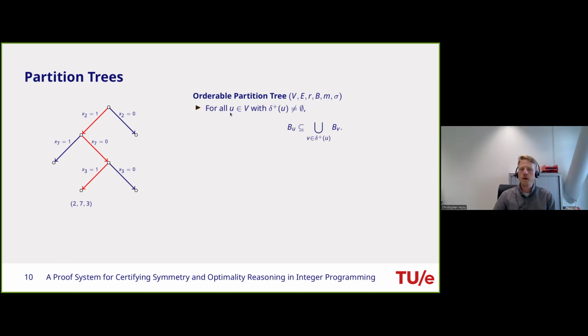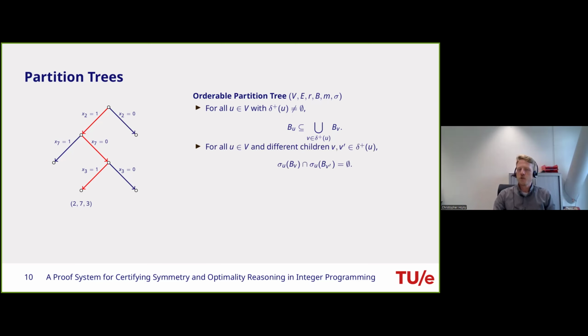Whenever I take a node of my arborescence that has child nodes, so the set of children is non-empty, then we need that the union of the sets that are assigned to the child nodes covers the feasible region at the parent node U. So this means, if you think about the branch and bound setting, we start with the parent node, we look into the children, and we are not allowed to lose feasible solutions. But this requirement in principle says that we can also have more solutions.